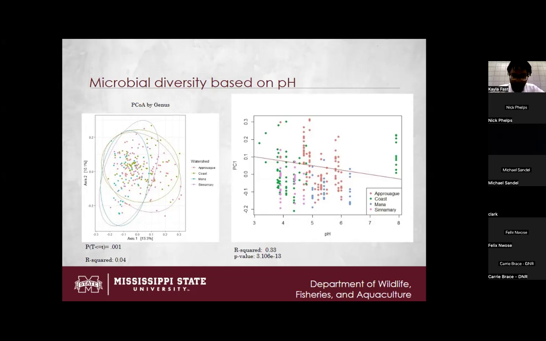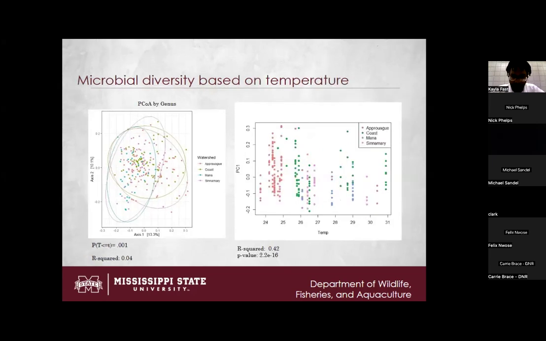So let's look at temperature. Temperature explained 42% of our variation in bacterial community composition. And we saw a very significant difference in the bacterial community composition between fishes that were caught in different temperature water.